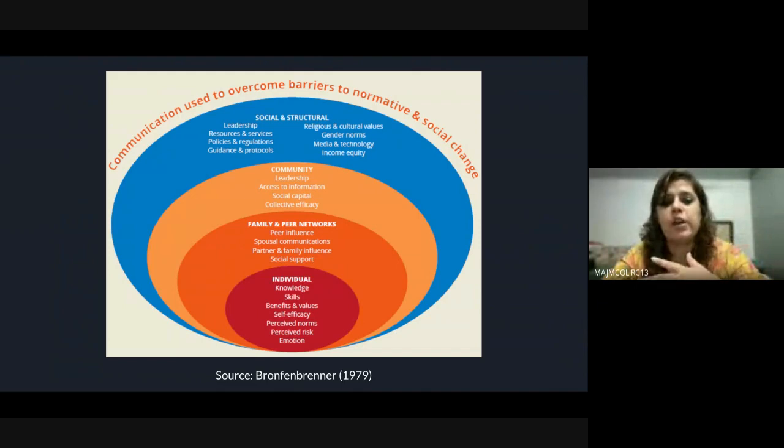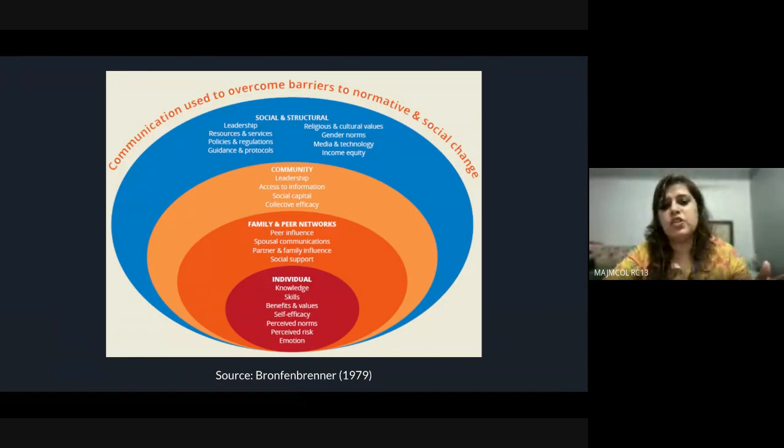At the community level, what kind of leadership we have, what kind of access to information we might have, if we have any kind of collective information efficacy that we might want to disseminate at all levels. And finally, at the social and structural level, if we have the effective resources and the services and the policies and regulation to bring about a change. And what kind of religious and cultural values one might have, and what kind of channels might effectively communicate to overcome those religious and cultural values if they are hindering social and behavioral change.